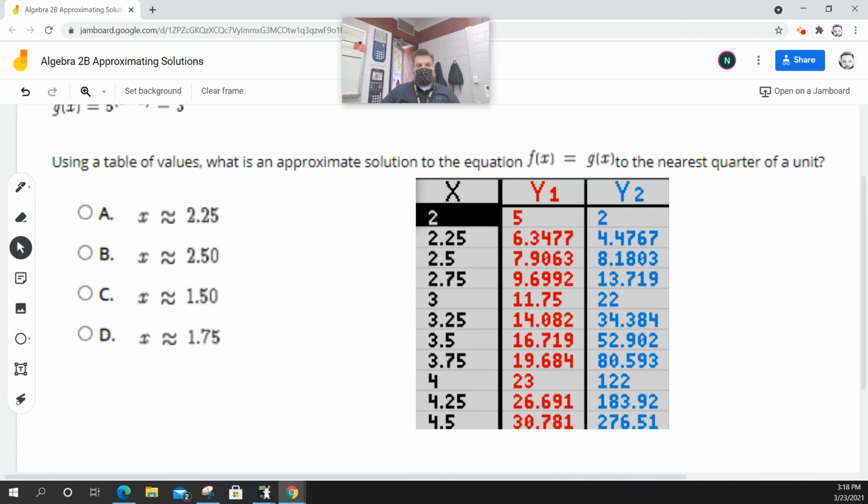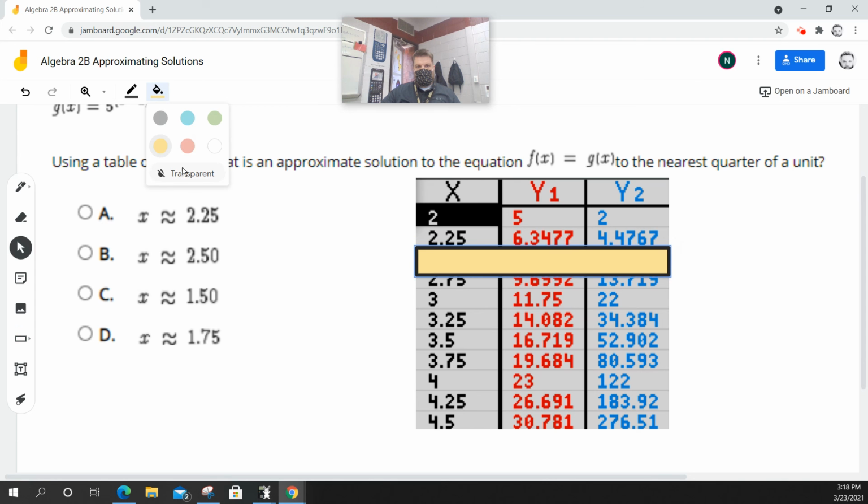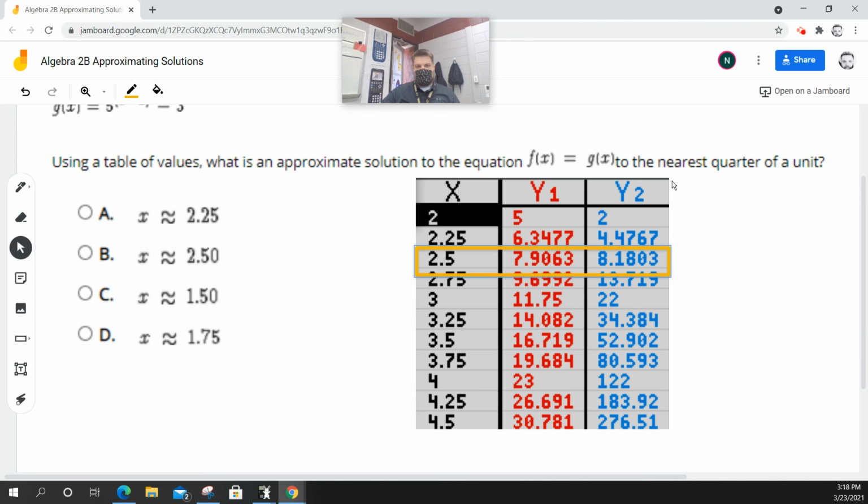If I round these, I think it's 2.5. If I round both those, they round to about 8. So I think that's where they're the closest, is B.